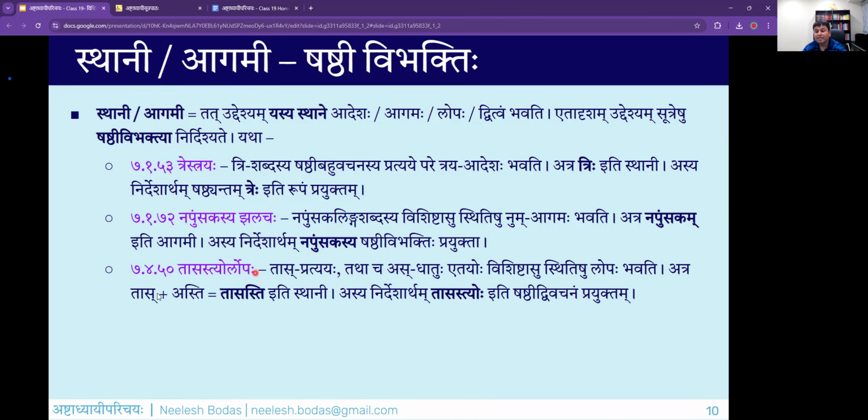Tasastyoho lopaha. Tas and asti, two entities are being discussed. So there is a pratyaya called tas, and asadhatuhu, etayoho vishishtasu sthitishu lopaha bhavati. So that's the lopa which is the vidheya, and the sthani is the tas and asti. So you combine them to form tasasti. Again it runs like muni, munyoho. Now because there are two entities, shashti dvivachanam. So tasastyoho, like munyoho, tasastyoho iti shashti dvivachanam prayuktamasti.